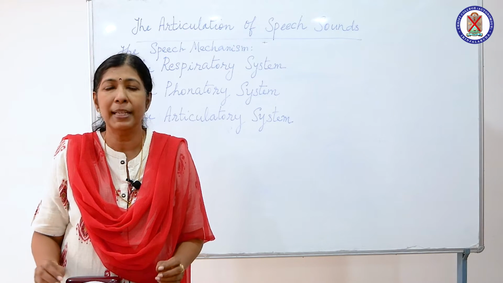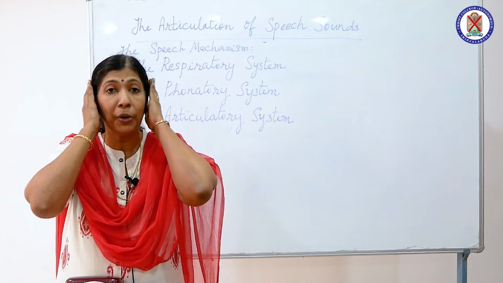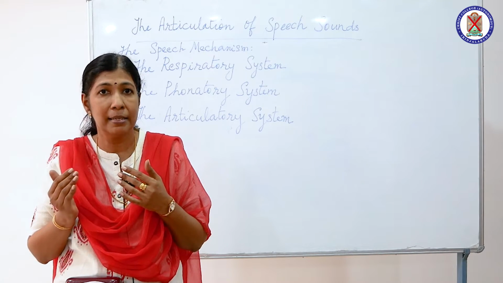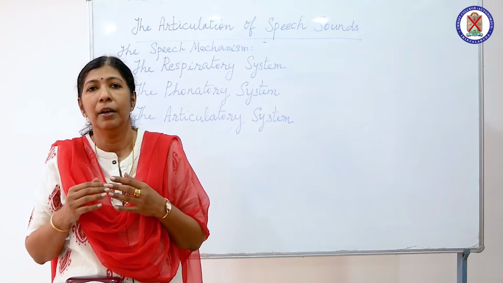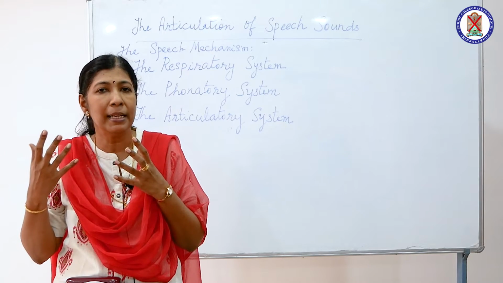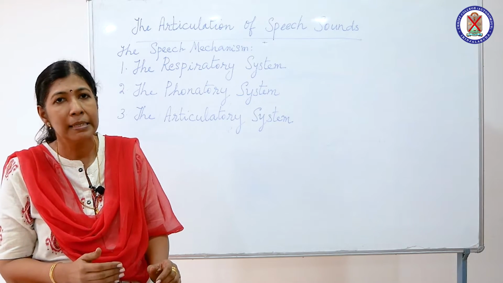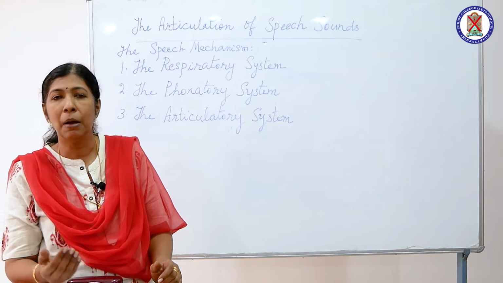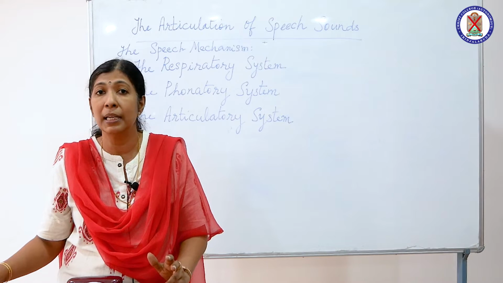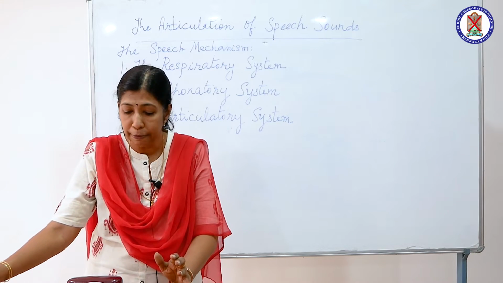We can prove the same thing by doing another experiment. If you place your palms over your ears and say these two sounds, S and Z, alternately, you can feel the difference. You will experience a buzzing sound while saying the sound Z, which is not present when you say the sound S. So this goes to show that the sound represented by the English letter S is voiceless, while the sound Z and B are voiced. So this is about the phonatory system.